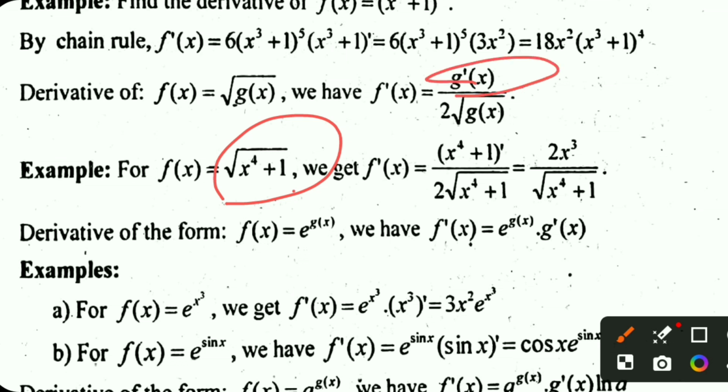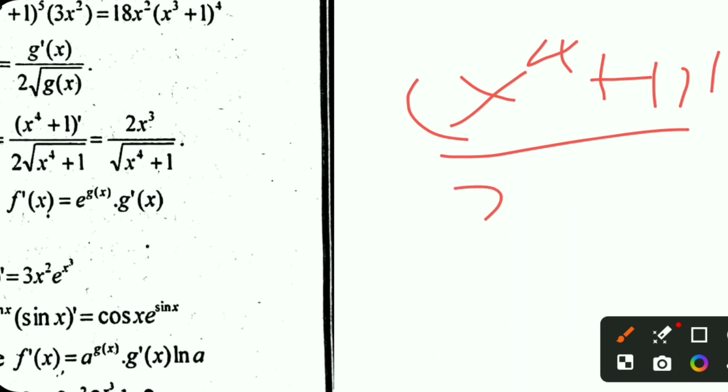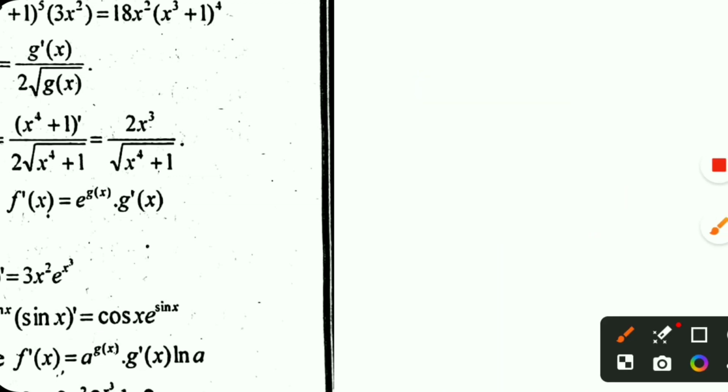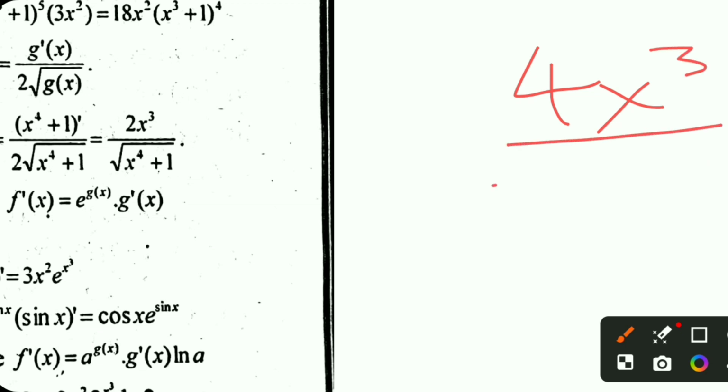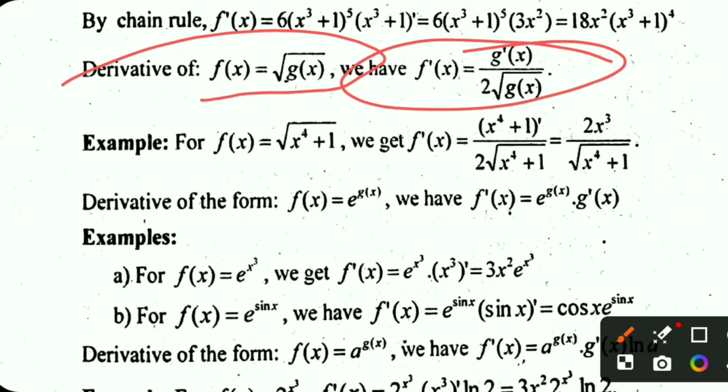Our g of x is what? x raised to 4 plus 1. So the derivative of g at x means the derivative over twice the original function, which is x raised to 4 plus 1. The derivative of this is what? 4x cubed. Then it becomes 4x cubed over twice of the original function, meaning the square root of x raised to 4 plus 1. This is the original formula for this form of derivative.